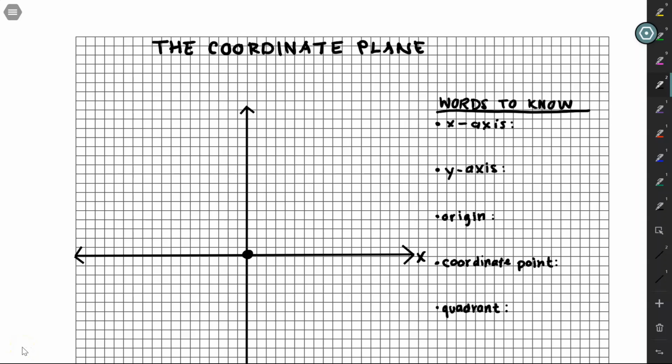Alright guys, so today we are going to talk about the coordinate plane. I'm going to start with just defining what the coordinate plane is. We're going to go through some words to know, and then we're going to go into quadrants and plotting points on the coordinate plane.